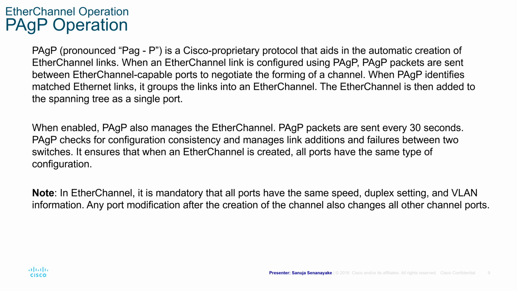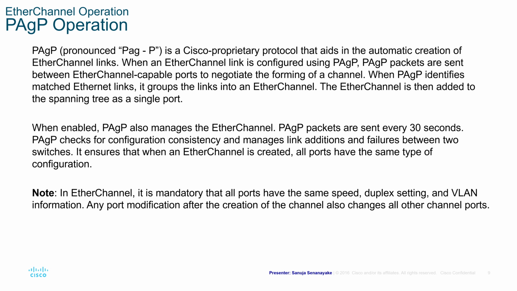The EtherChannel is then added to the spanning tree as a single port. Remember, in the previous slide I mentioned one of the key features of EtherChannel is that when you combine those links together into an EtherChannel, STP, the Spanning Tree Protocol, only sees that channel as one single link, even though there are multiple physical links within the EtherChannel. When enabled, PAgP also manages the EtherChannel. PAgP packets are sent every 30 seconds, and PAgP checks for configuration consistency and manages link additions and failures between two switches.